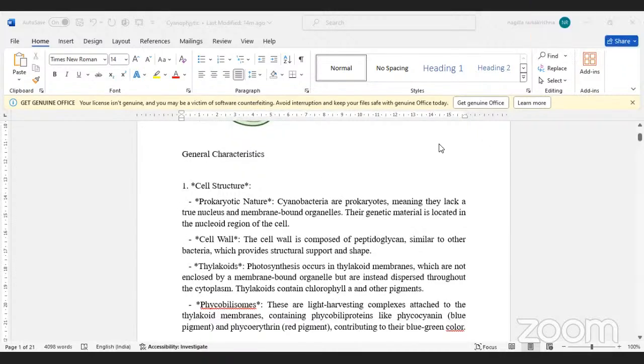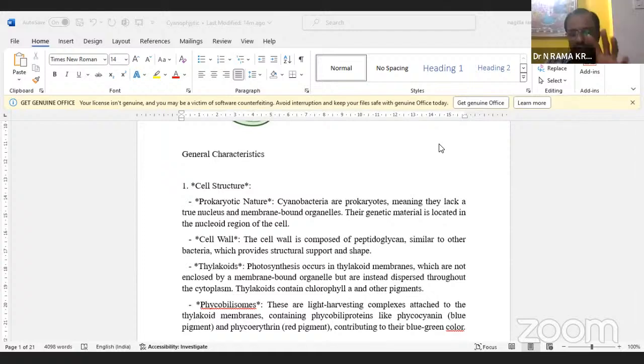Okay, now cyanobacteria, once again, cyanobacteria vegetative structures. The vegetative structure includes a unicellular form, colony forms, and filamentous forms. Heterotrichomes means two types of trichomes are there. So this is the vegetative structure of cyanophytic algae.